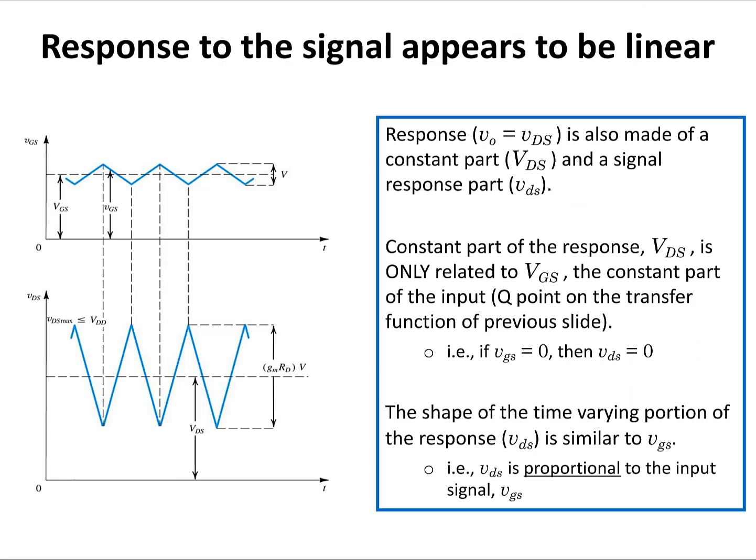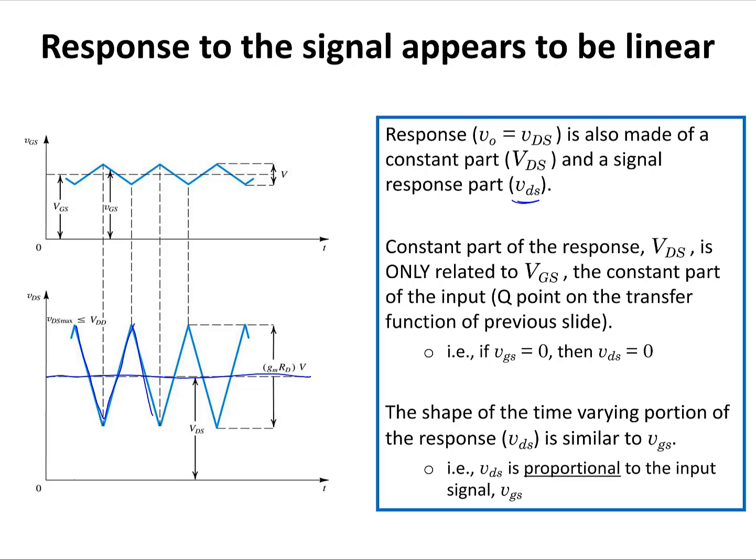The output waveform, or V_DS, is also made of a constant part, the DC value, uppercase V_DS, and a signal response that we are going to represent with small v_ds. So V_DS has a constant part and a time varying part. The constant part of the response is only related to the constant part of the input voltage.